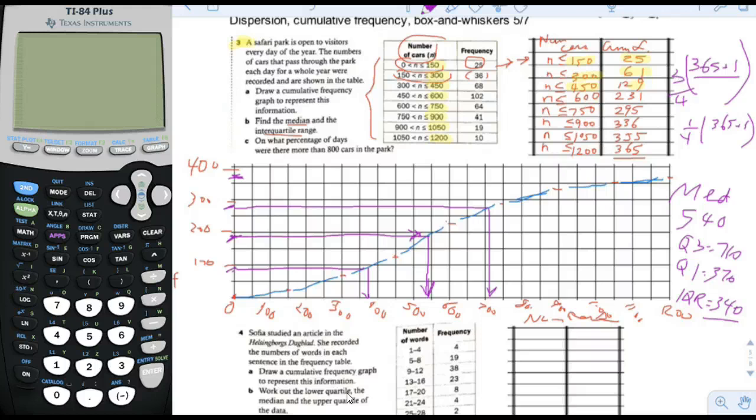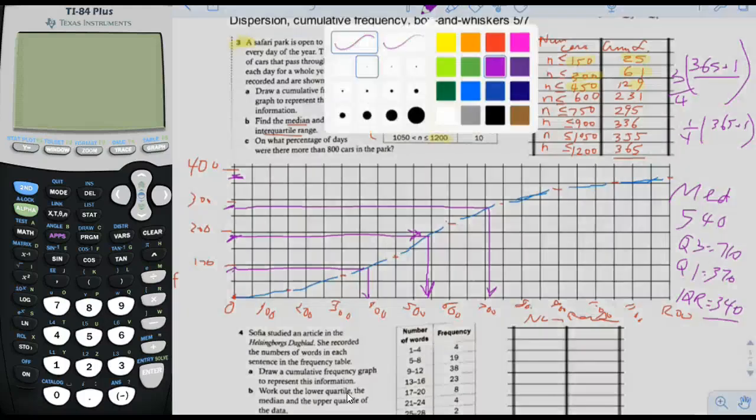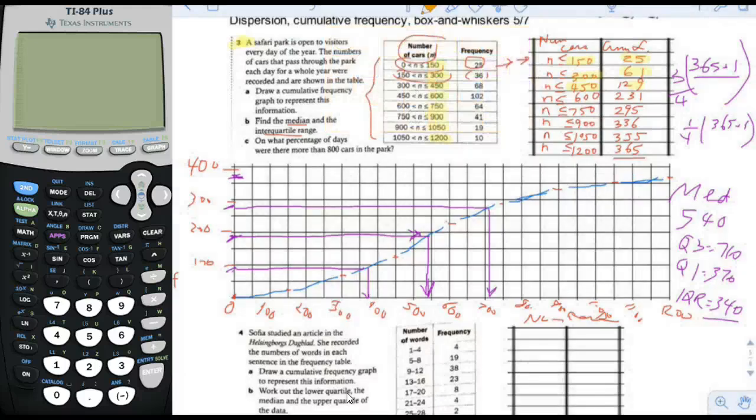On what percentage of days was there more than 800 cars in the car park? Now we're going to go kind of in the opposite direction. So 800 cars corresponds to this point here, right? So now I'm going to draw a line going up. Oops, and I didn't draw it very well. It's supposed to be on top of this line. I draw it up until I hit the blue curve, and then I draw over, and then I'm going to see what index of car it corresponds to. It looks like it corresponds to exactly 300 pretty much.